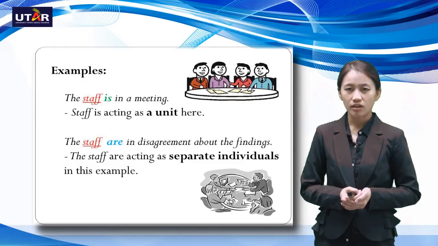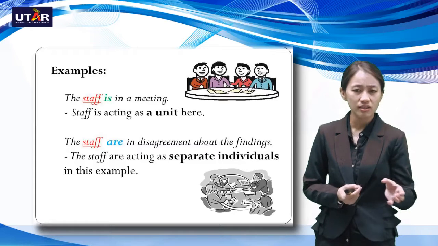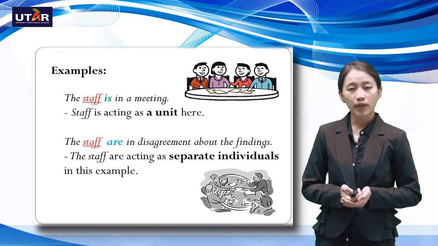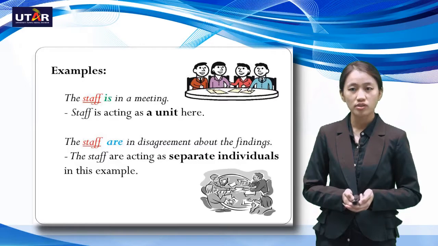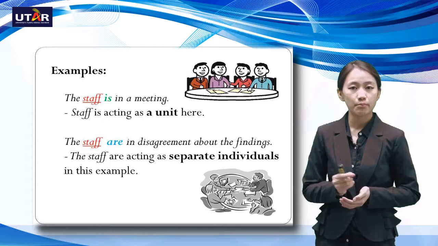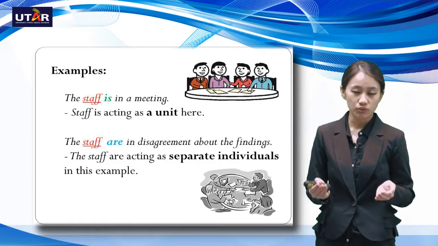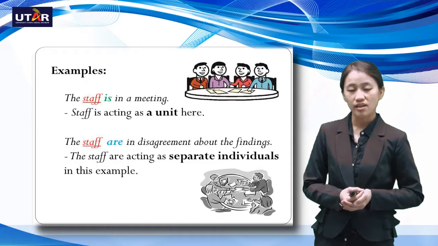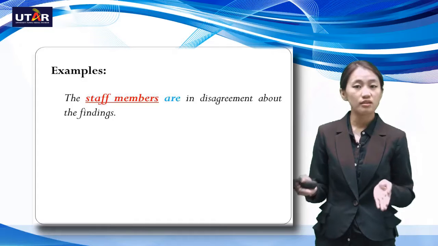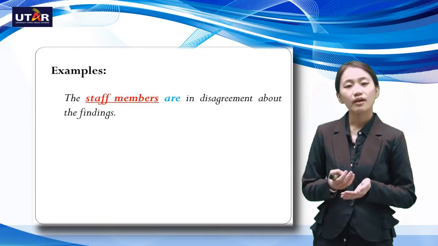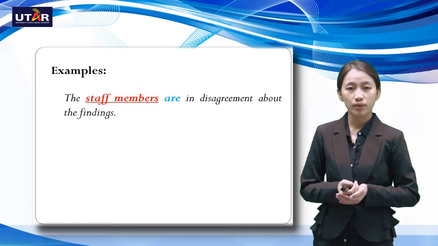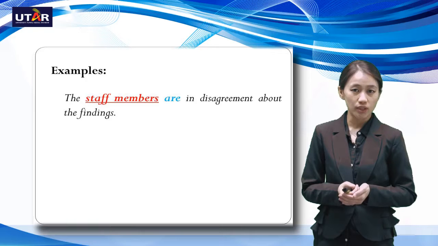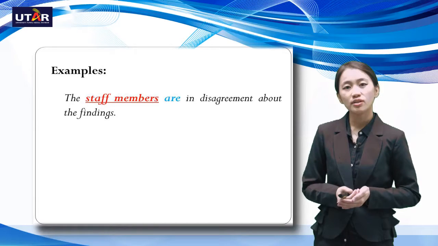Now if you look at the sentences here, how would you know whether I am referring to a single unit or I'm looking at them as individuals? The best solution for this situation basically is to use the word members. So by constructing the sentence into this, the staff members are in disagreement about the findings. So the reader understands that you are referring to the staff as individuals, whereby it is followed by a plural verb. If I were to say the staff is in disagreement, that means I look at them as a unit. So by using this word members, it actually makes a difference.